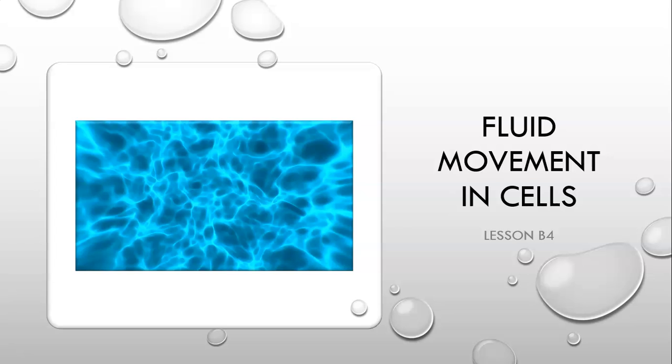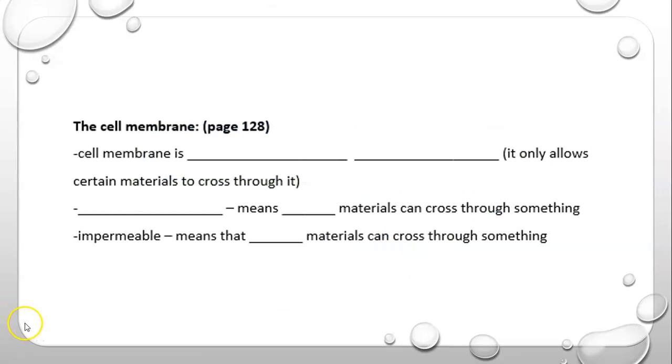This is lesson B4. And the first thing is that when we talk about a cell membrane, it's what we call selectively permeable, meaning it only allows certain materials to cross through it, right? This is different than permeable. If something is permeable, it means that all material can go through it, where impermeable means that no material can go through it.